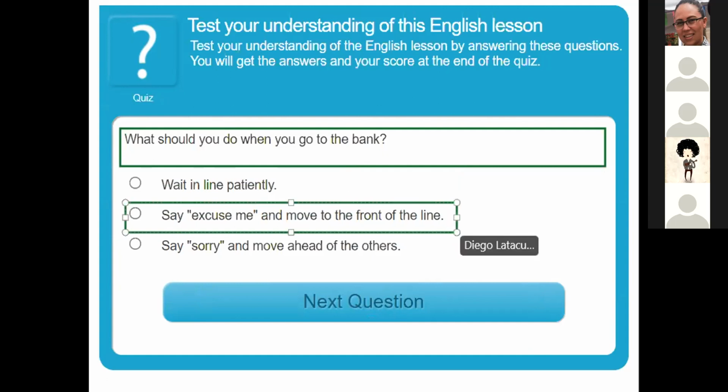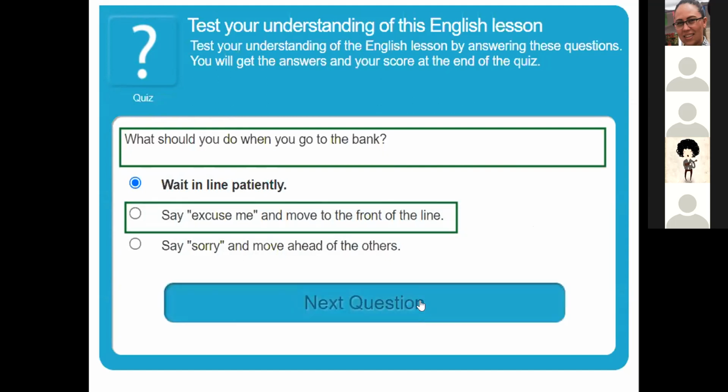But the second option, what phrase do we use to describe the second option? ¿Qué frase podemos utilizar para describir lo que nos dice, say excuse me and move to the front of the line? ¿Qué frase que vimos hace ratito describiría eso? Cut in line, yeah, that's it, cut in line. Okay, so the answer is wait in line patiently. That's what we have to do maybe when we are in a bank.